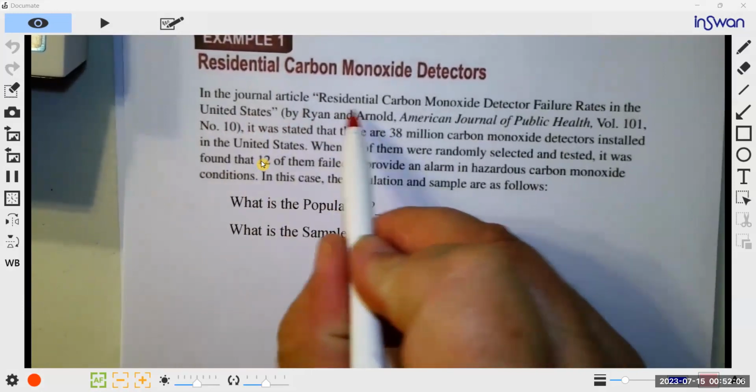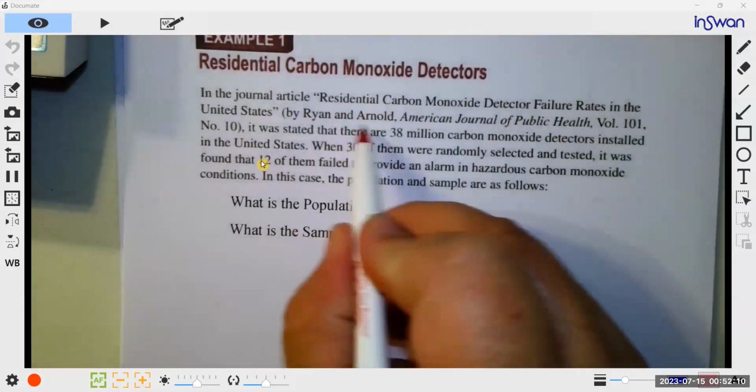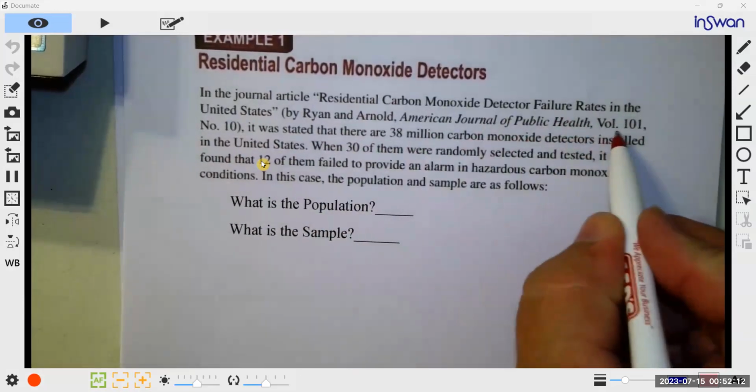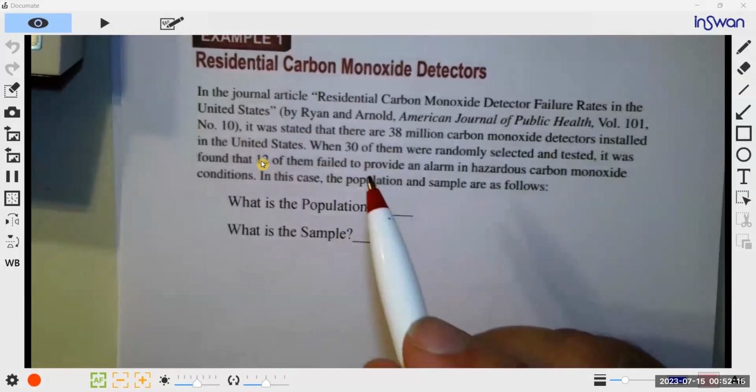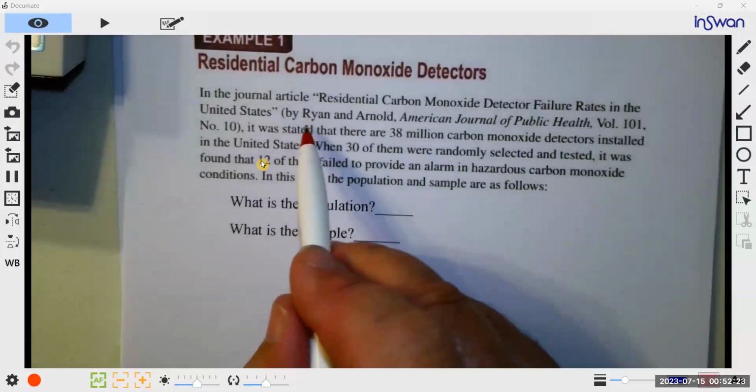In the journal article, Residential Carbon Monoxide Detector Failure Rates in the United States by Ryan and Arnold, American Journal of Public Health, Volume 101. Remember, whenever you make any type of statistical discussions or bring about any facts, you have to state the source.